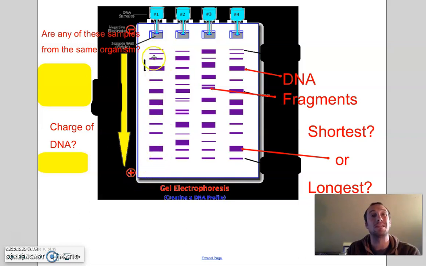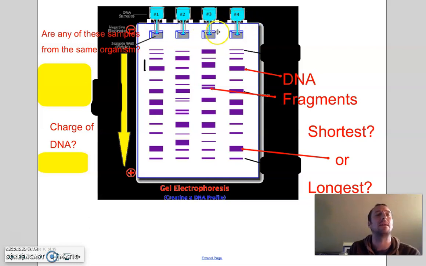If you just let this run, all these bands of DNA would just run right off the end and out of the gel. I've seen that happen. So let's see if we can determine what this is telling us. So first of all, are any of these samples from the same organism? So let's just assume that we've put some different DNA samples in each of these, but we're using the same restriction enzymes, so they should be getting cut in the same spots. So are any of these samples, 1, 2, 3, and 4, from the same organism?